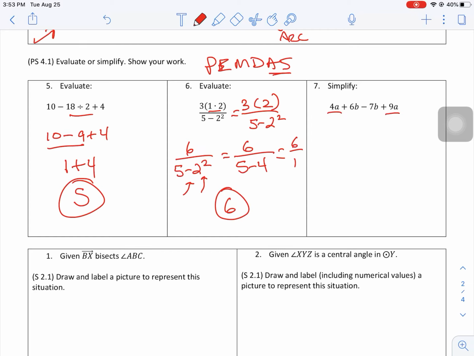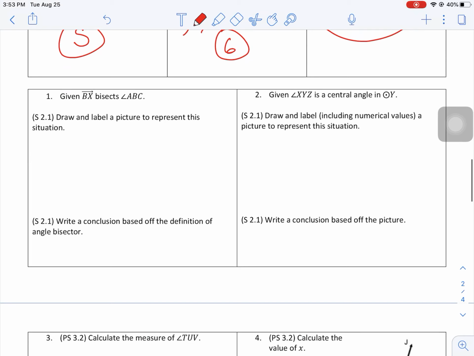Simplify meaning I'm collecting like terms. So I have this to collect and those to collect. I have the A terms. So if I have 4 A's and 9 A's, I have 13A. If I have 6 B's and I subtract 7 B's, I have a negative 1B, or 13A minus B. Either one is correct.